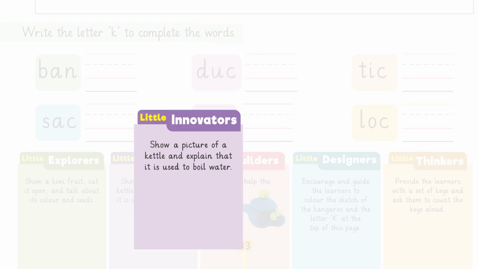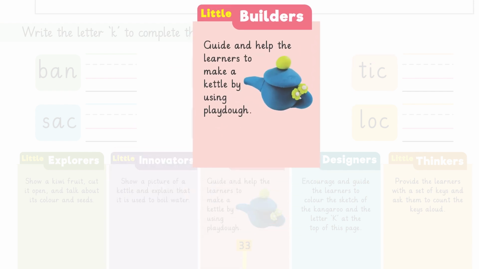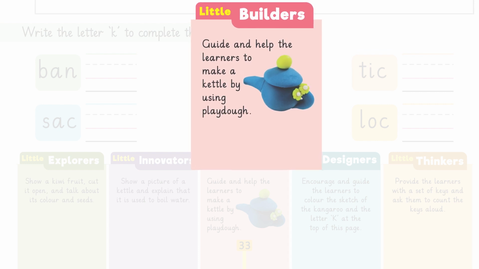Moving on with little builders. Guide and help the learners to make a kettle by using Play-Doh. Now they are going to make their own kettle using Play-Doh. An example picture is over here.